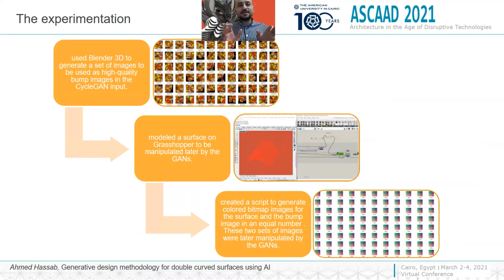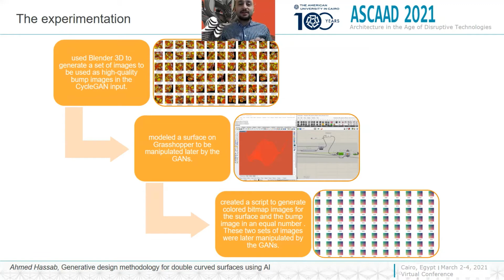And then the final experimentation. Firstly, we use Blender 3D to generate a set of images to be used as high quality bump images in the cycle GANs network. And secondly, we model the surface in Grasshopper. We use Grasshopper to model a surface to be manipulated later on by GANs.